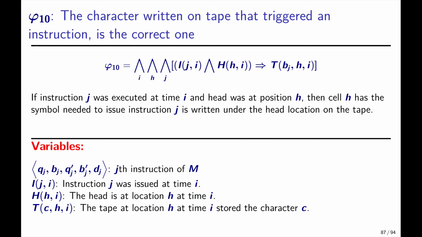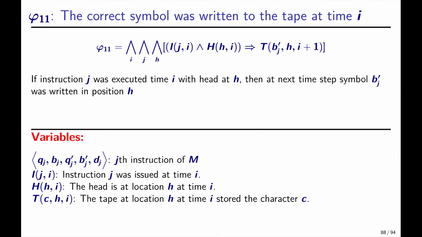And of course, every transition also requires the right letter to be on the tape for the transition to happen. So we add this, saying that if we decided to do the instruction J at time I, and the head is at location H, then it must be that what is written on the tape at location H at time I is this character BJ, which is the character that initiates this J transition. Right? And again, we take intersection across location, time, etc. Okay, we are almost done.